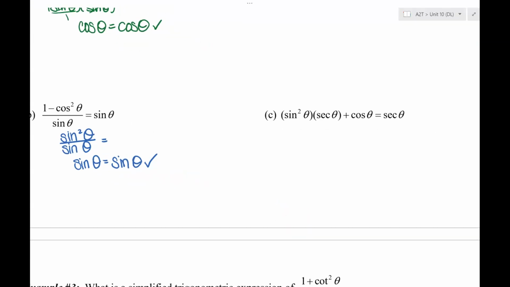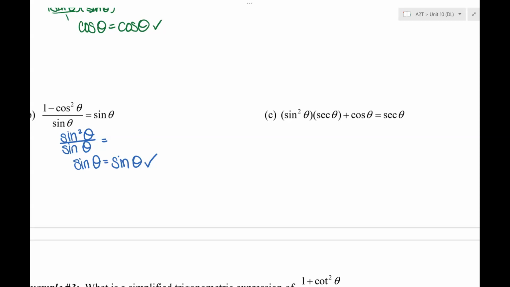Pythagoreans. If we look at C, we have sine squared theta times secant theta plus cosine of theta is equal to secant of theta. Okay. I'm definitely working with the left side. There's more to work with. Pardon me. And keep in mind where you're going. I'm trying to get secant of theta, which is 1 over cosine.